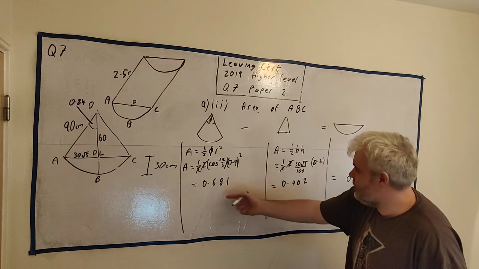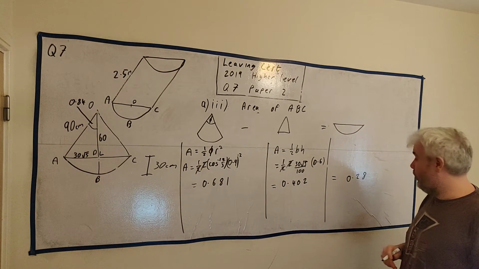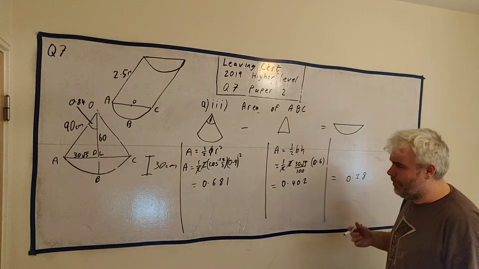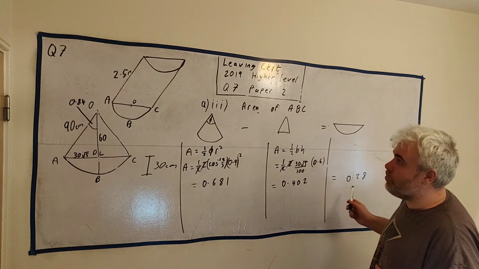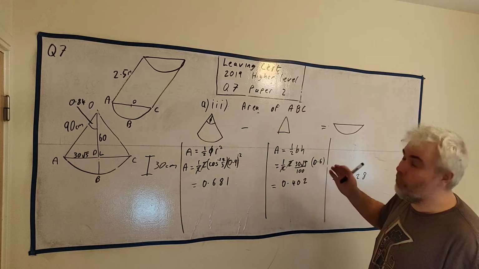So if we take this away from this, we get 0.28. This is rounded off, by the way. So that's the final answer for part 3. Let me again rub this out and we'll do part 4.